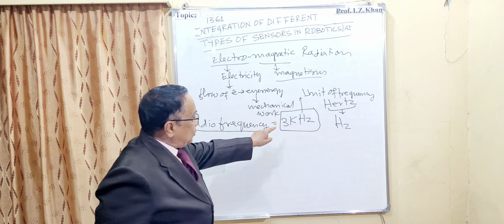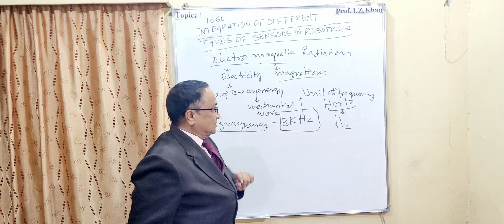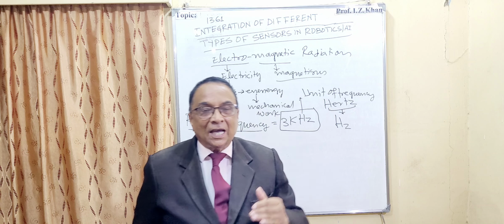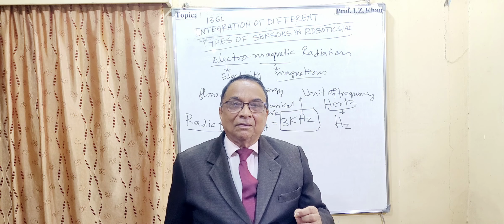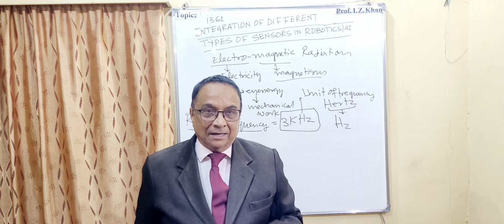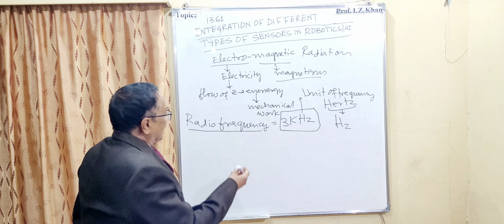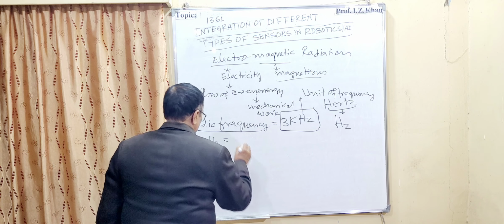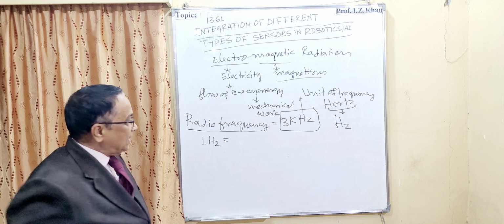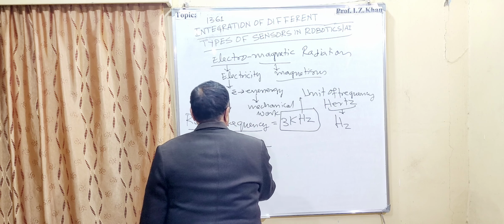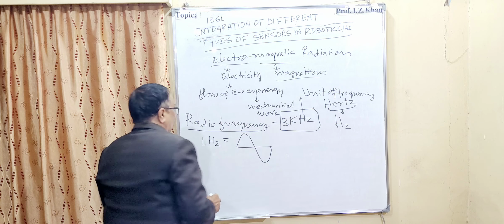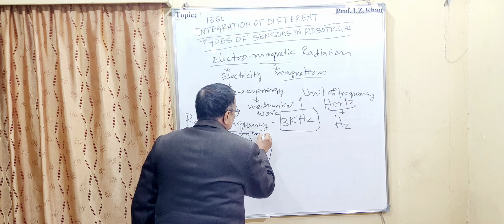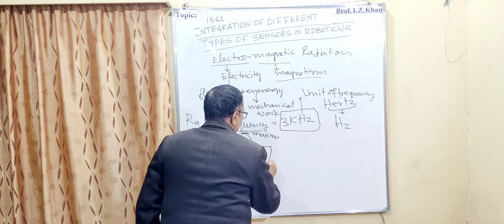So now radio frequency is having 3 kilohertz. Unit of frequency is hertz. What is frequency? Frequency, I have already told you, is the number of waves per second. So here, if I say 1 hertz is equal to how much? 1 hertz is equal to this much. This is equal to 1 hertz. Means maximum, I call it maximum, and minimum.